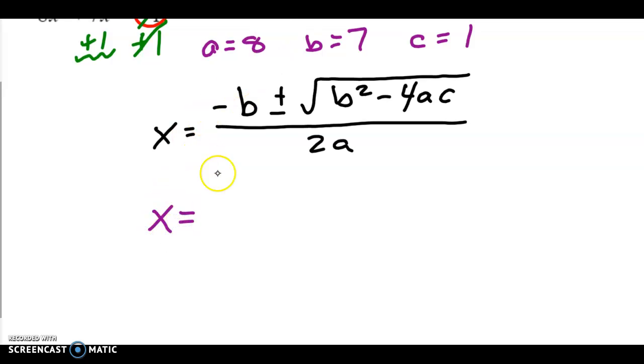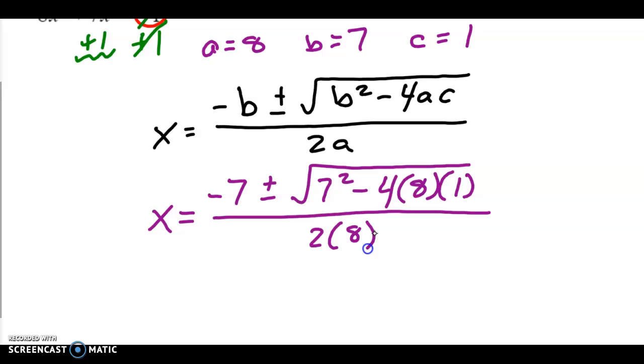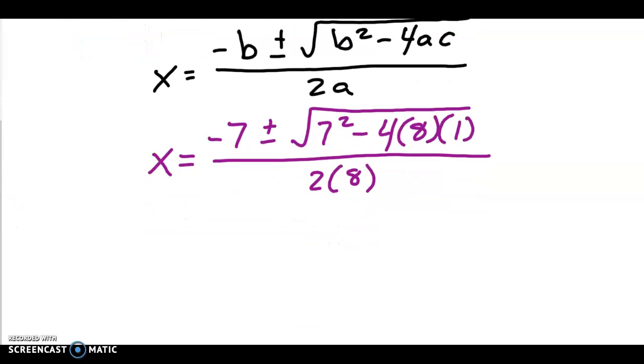All right, so when I go to plug these things in, I'm going to end up with x equals the opposite of b, which is now negative 7, plus or minus the square root of b squared, so 7 squared, minus 4 times a, which is 8, and c, which is 1, all over 2a, which is 2 times 8. So we've got everything plugged into the correct spots, and now it's just order of operations.